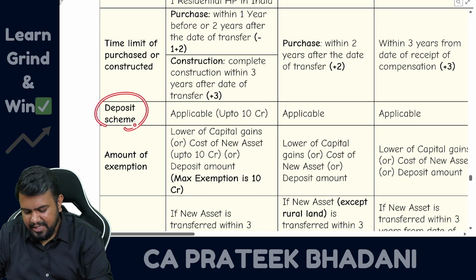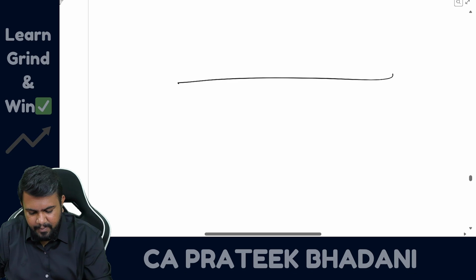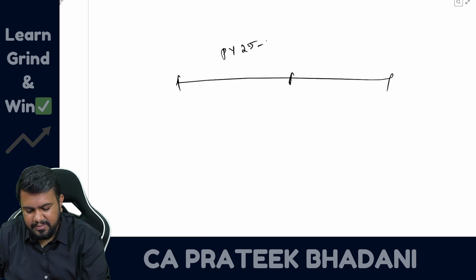Then the deposit scheme. Listen, the capital gain is there, no? It will arise in the previous year 25-26.